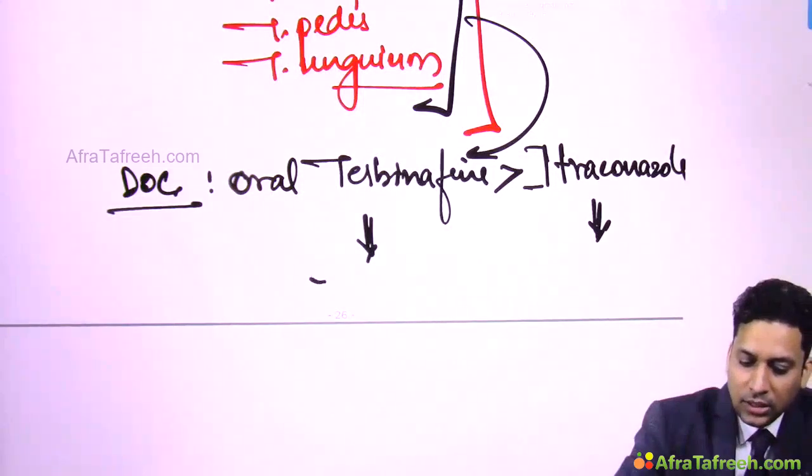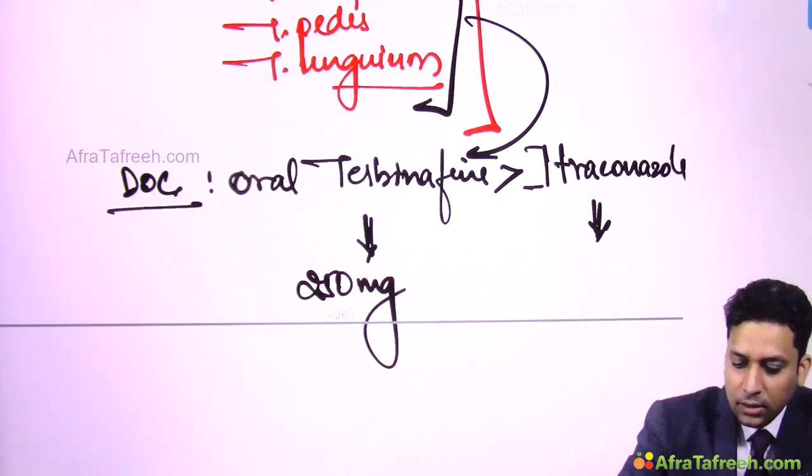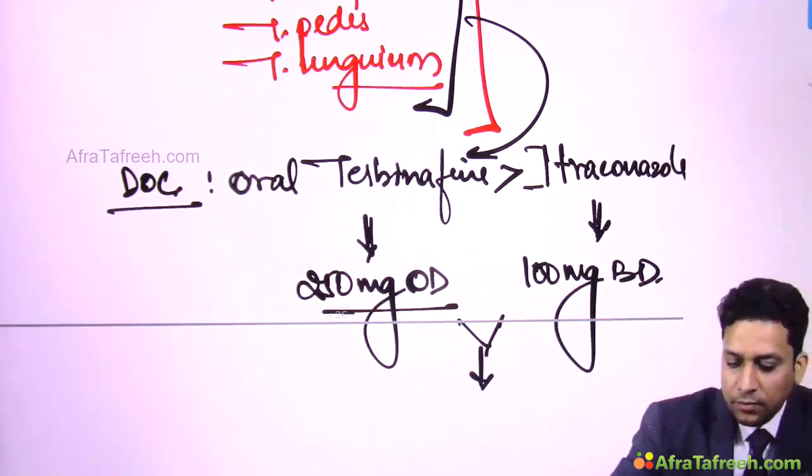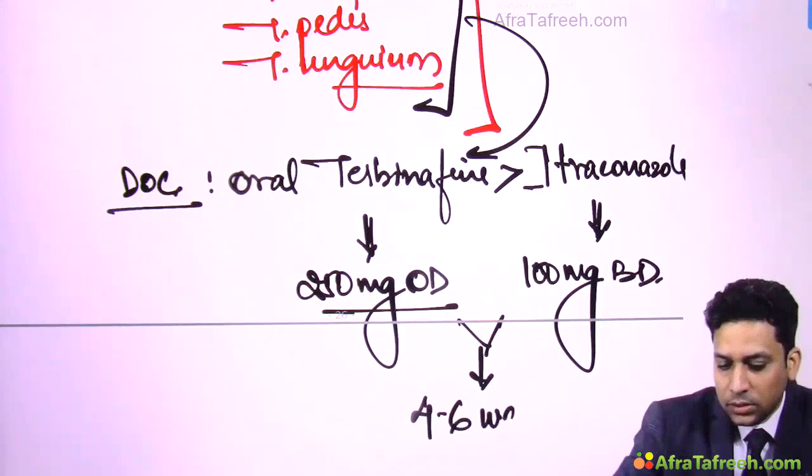The doses are generally 250 mg, given once daily. This is 100 mg given twice daily. Duration of therapy for the majority of them is 4 to 6 weeks.